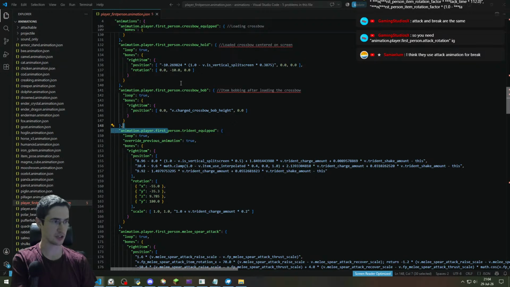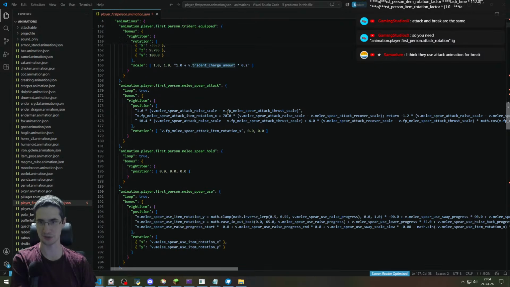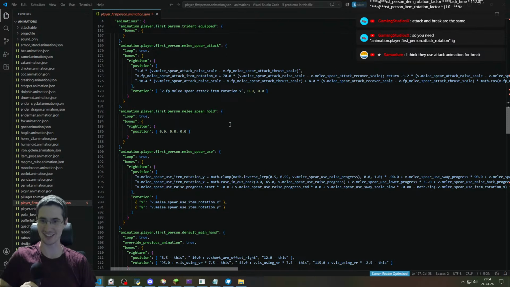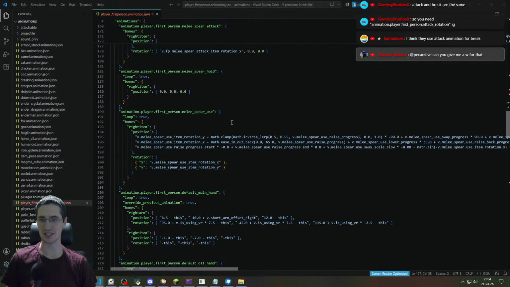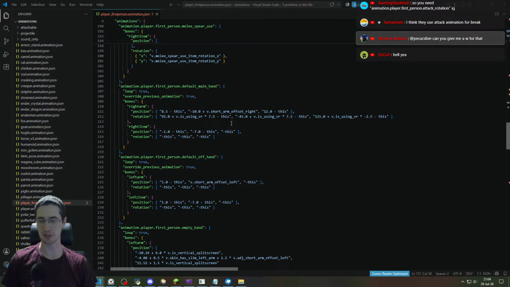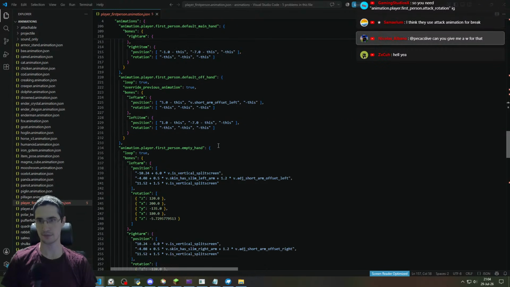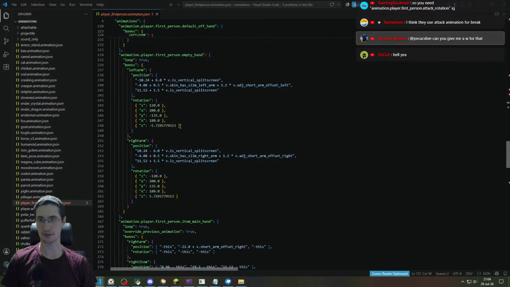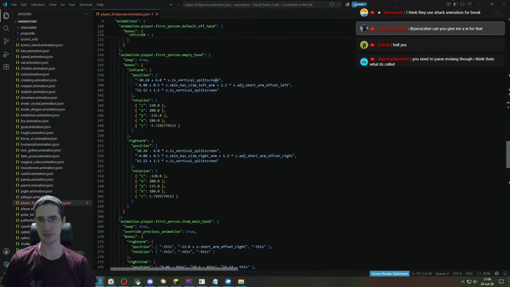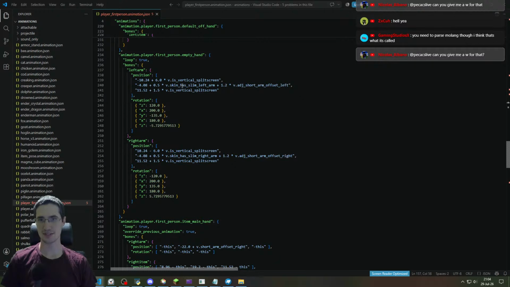You need animation, player, first person, attack, rotation, I guess. Yeah, probably. I'm just looking around through the options, chat. This is very exciting because this will make it extremely easy to add a lot of features. First person default offhand. Empty hand. What's empty hand? And here they have variables in the animations. A variable is vertical split screen. Bro, they have variables inside of the animations.